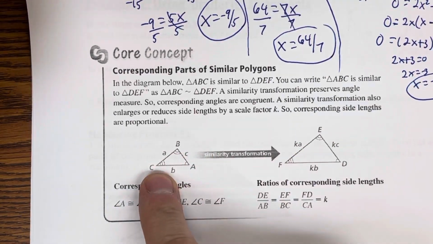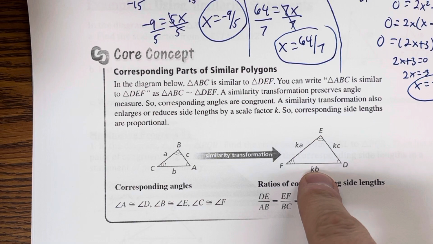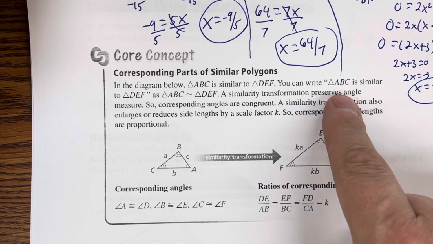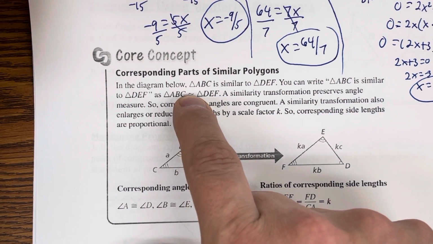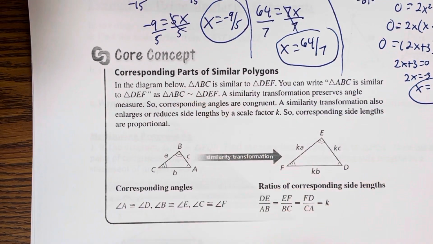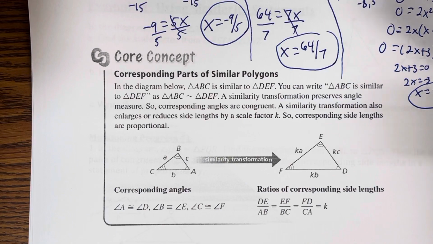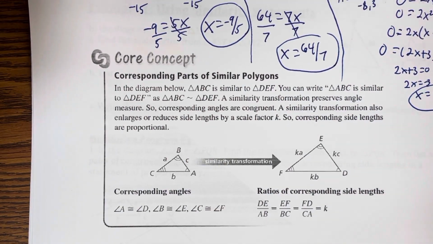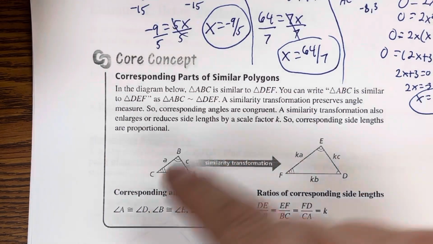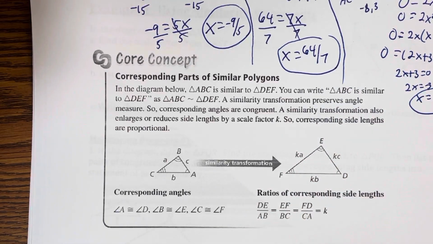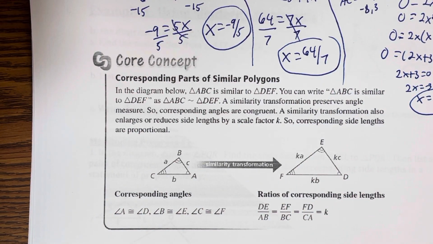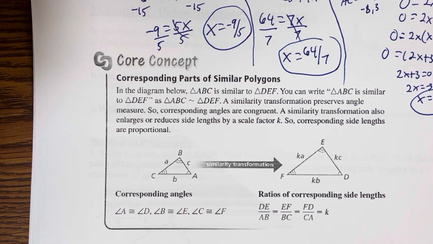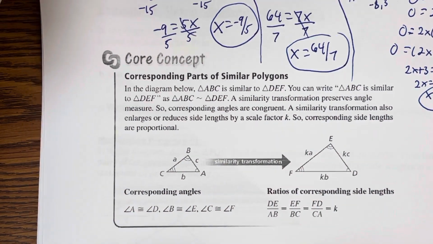Triangle ABC is similar to triangle DEF, okay? We can write that ABC is similar to DEF using a little squiggly sign in between. This is the mark for similar, all right? A similarity transformation preserves angle measures. So the angles are congruent, okay? When we have two similar figures, their corresponding angles are always going to be congruent. And it's either going to enlarge or reduce the side lengths by a scale factor. All right, so when we write the scale factor, we're going to talk about that on the next page.